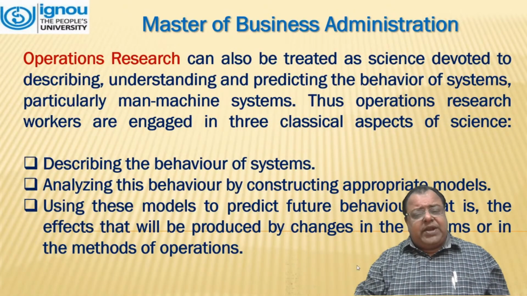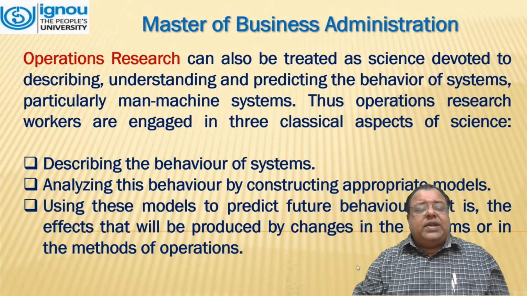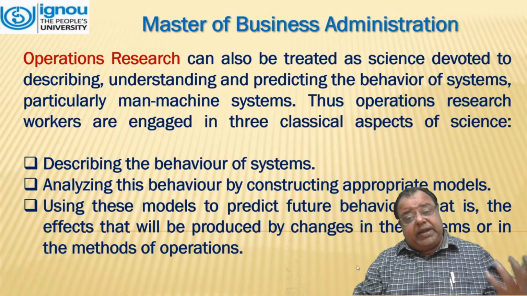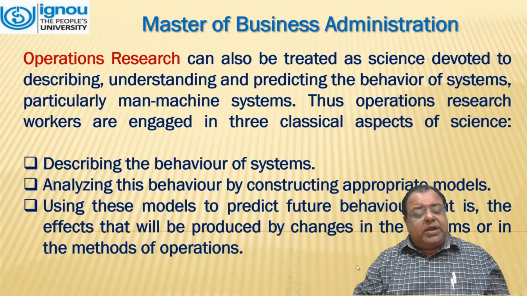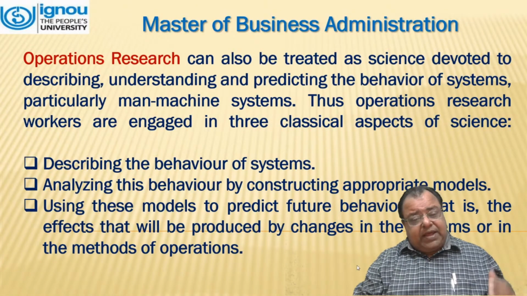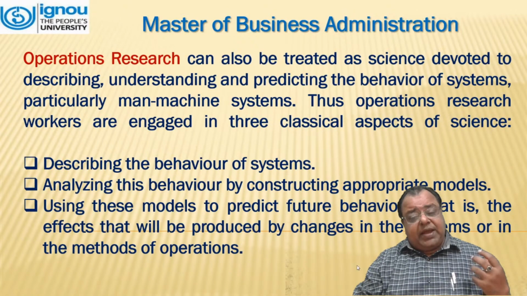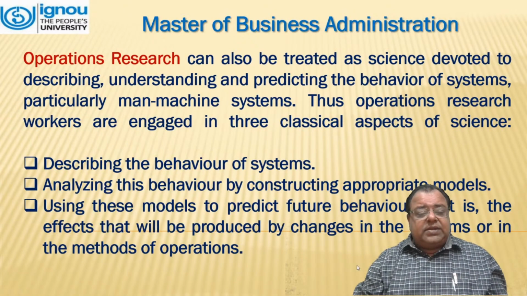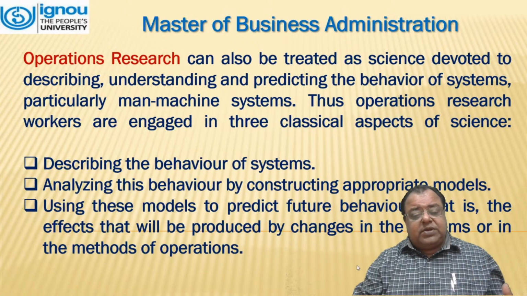Operations research can also be treated as a science devoted to describing, understanding, and predicting the behavior of systems, particularly man-machine systems. Thus, operation research workers are engaged in three classical aspects of science. First, describing the behavior of systems. Second, analyzing this behavior by constructing appropriate models. And third, using these models to predict future behavior, that is, the effect that will be produced by changes in the system or in the methods of operation.